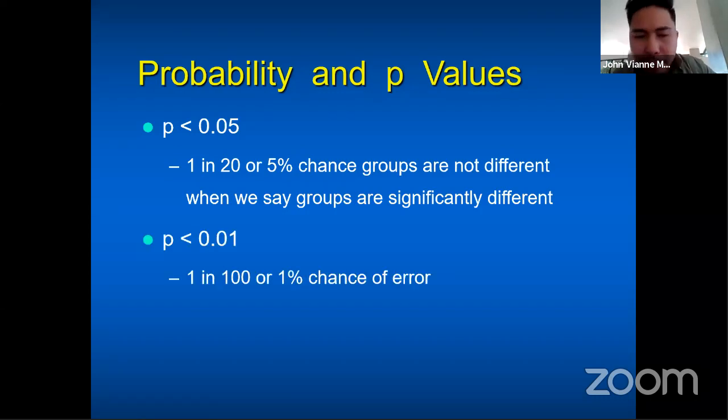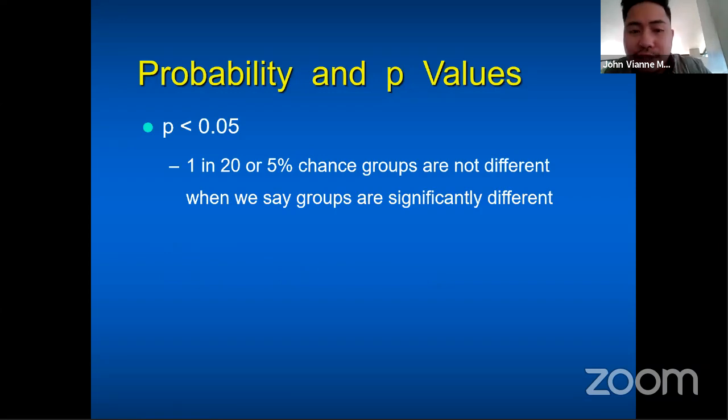So a p less than 0.05, meaning to say that there is 1 in 20 or 5% chance that the variables are not related or the groups are not different. No? So you have a 95% certainty that this is okay or these are related, but there is also that 5% chance that they might not be related. So kumbaga, kung sa 100 chances na mamali ka, 5 chances na mamali ka. And 95 chances na tama.